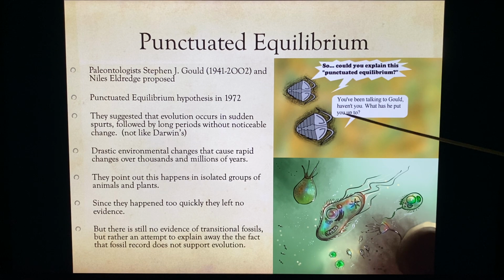Here's a picture like this. It shows these little trilobites, and they're talking. So could you explain punctuated equilibrium? You've been talking to Gould, haven't you? What has he put you up to? They believe these tiny type cells. Now this is nothing in development. You know what? The cell is so complicated, it's ridiculous. They believed the cell was very simple, and now we know it's very complicated. There's actually whole armies of cells in the blood, and the cell has all kinds of, I'm not going to get into the cell. We'll get into that later on.